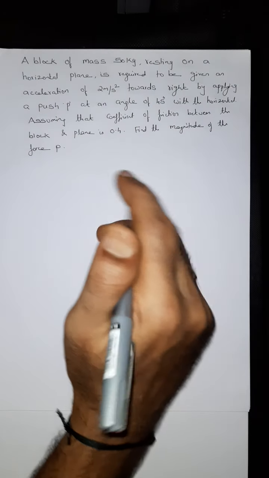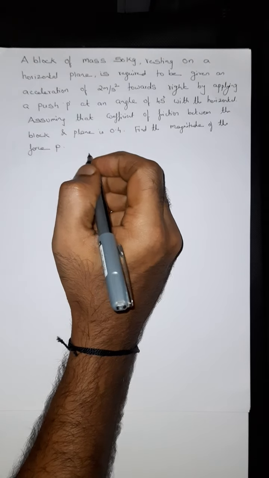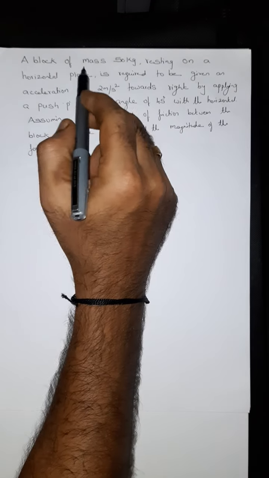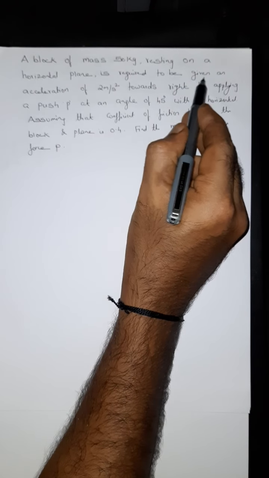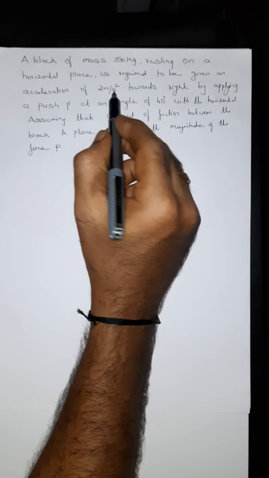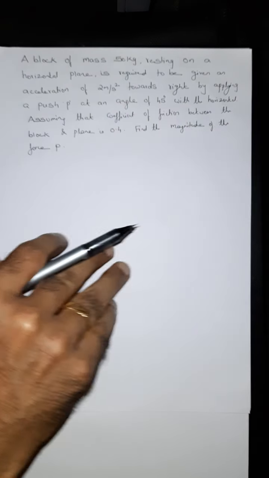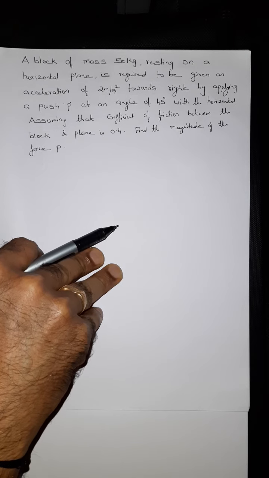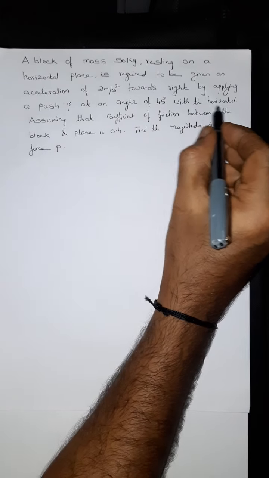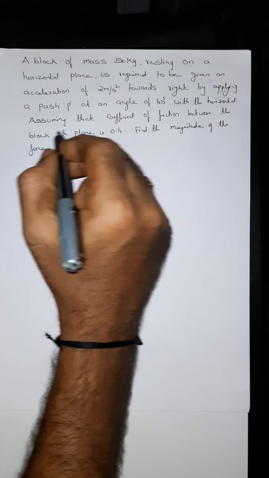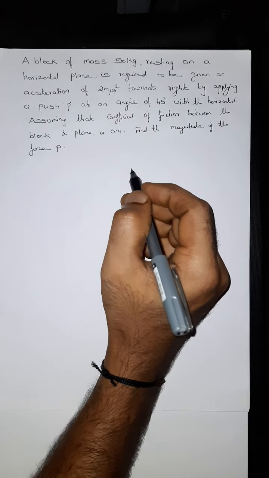Let me just solve a problem from D'Alembert's principle so that your doubts will get clarified. Let me read out the question first. A block of mass 50 kg resting on a horizontal plane is required to be given an acceleration of 2 meter per second square towards the right by applying a push at an angle of 45 degrees with the horizontal. Assuming the coefficient of friction between the block and the plane is 0.4, find the magnitude of the force.